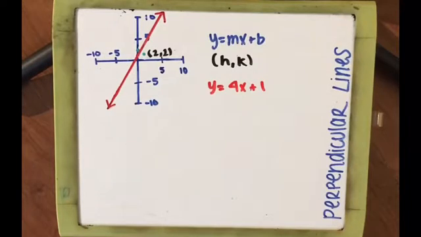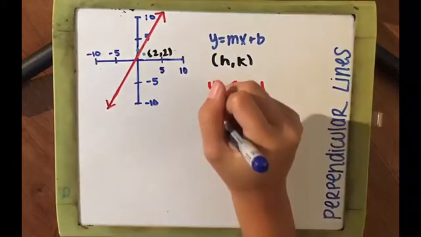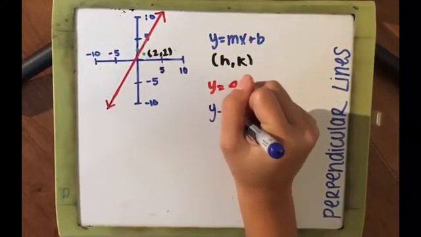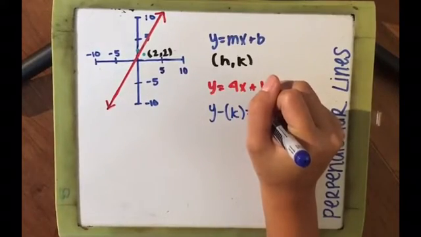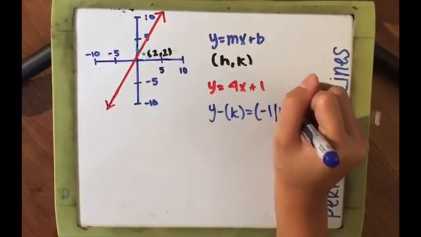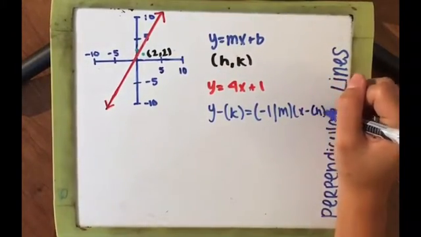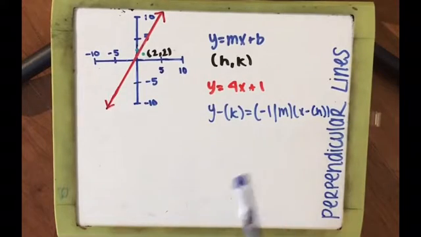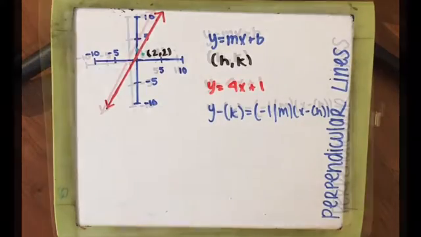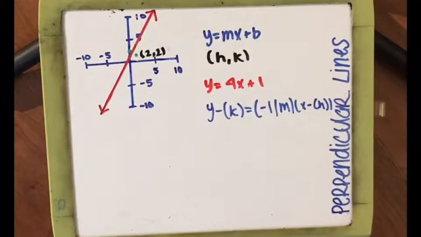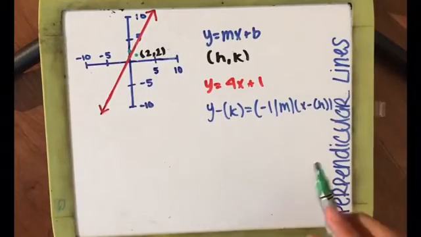So we start with the equation y equals 4x plus 1, and we would use the form y minus k equals the quantity -1 over m times the quantity x minus h. In this case, -1 over m would be the negative reciprocal, which would give us the slope of the perpendicular line. If we're trying to find the perpendicular line through point 2, 2, you would plug in k and h, and then the slope for m.